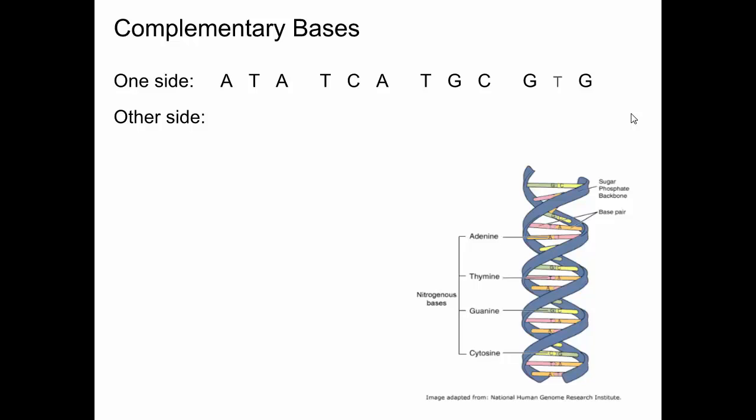So if I have one side of my double helix and the bases go ATA, the other side of the helix would be which bases? TAT. Micah, if one side of the DNA strand is bases TCA, what's the other side going to be? What's the complementary base pair for C?